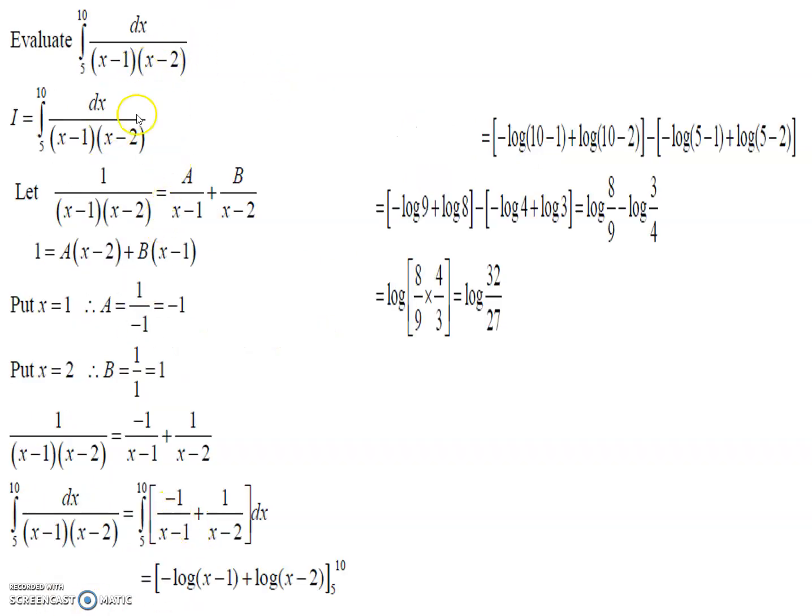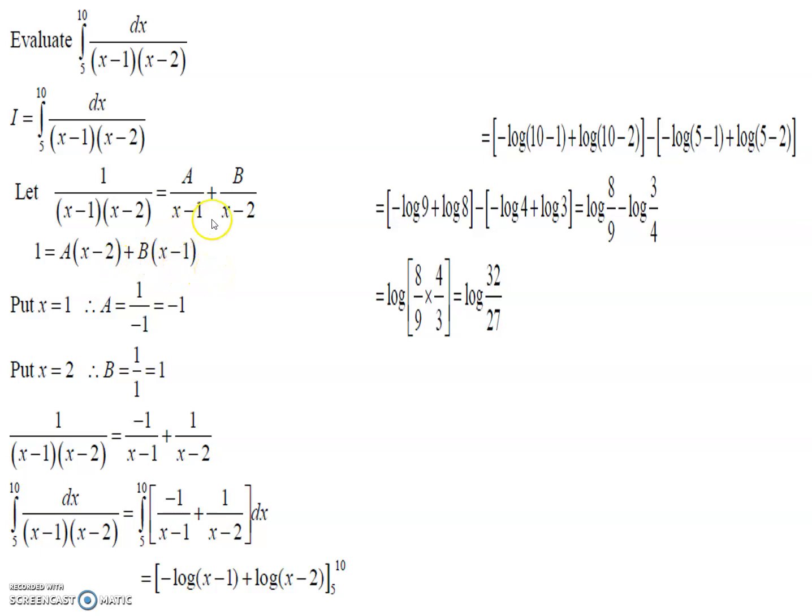Now, here what is given? Let us check. The lower limit is 5, the upper limit is 10, and dx is there. So x minus 1 and x minus 2 are the factors given. If factors are given, we use the partial fraction method to solve this integral. So let us consider 1 upon x minus 1, x minus 2, which are non-repeated factors. We know that it equals a upon x minus 1 plus b upon x minus 2, equation number 1. To derive equation number 2, the numerator remains the same, cross multiplication is done and the common term gets cancelled. So a times x minus 2 plus b times x minus 1.